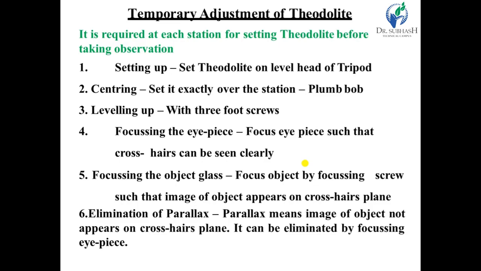Elimination of parallax. Parallax means the image of the object does not appear on the crosshair plane. So we have to adjust our eyepiece screw so that we can see the cross hairs properly and sight our object properly. So we have to focus our eyepiece. Previously we focused our object glass for seeing the object clearly.